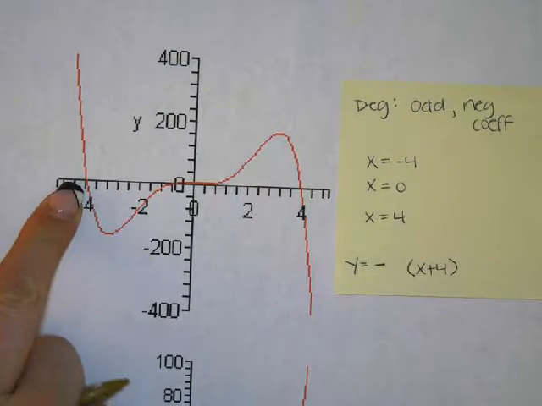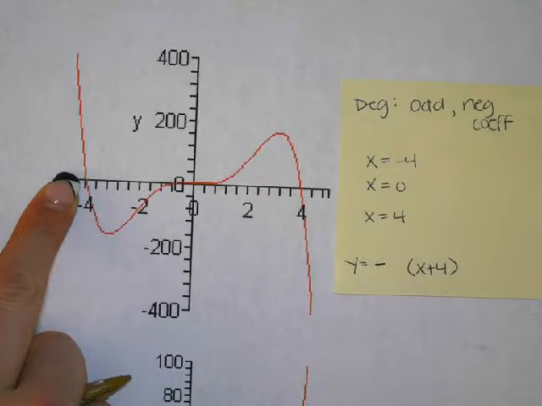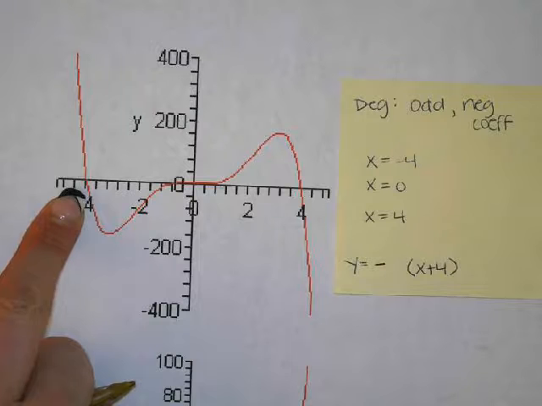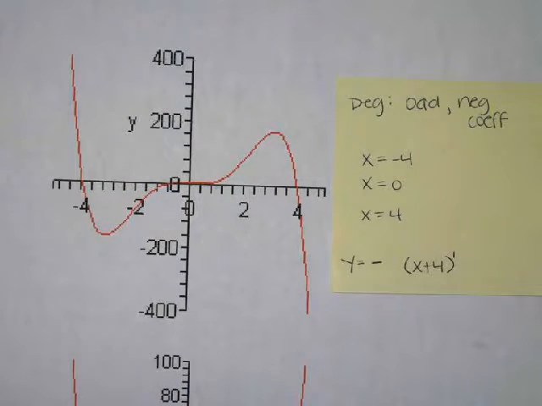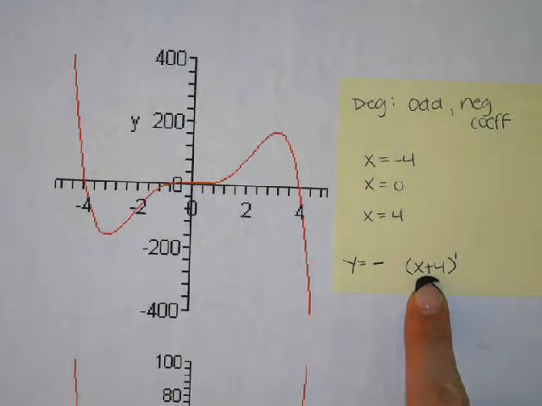Now, at the -4, what multiplicity is that? Can you tell? It goes straight through the point. That's a multiplicity of 1. Quick question: if it's an x-intercept of -4, why does it mean positive 4? Because when you look at your factors, it's always the opposite sign.